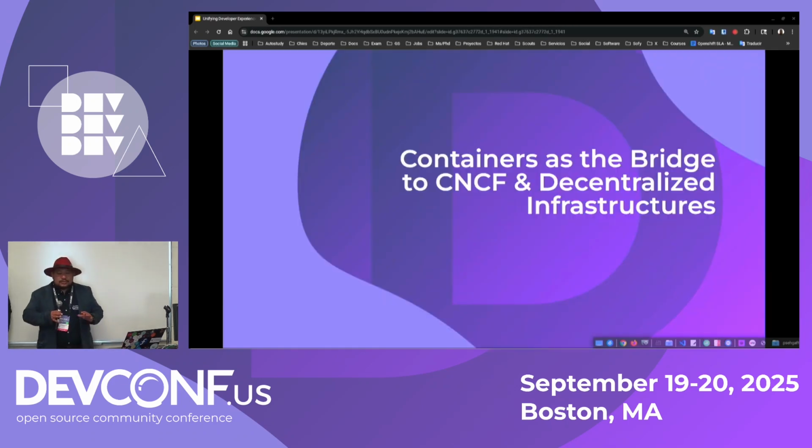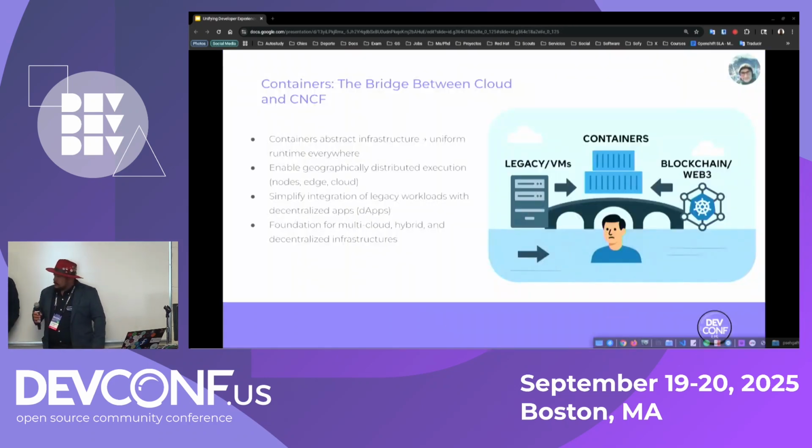Now we start to talk a little bit about how to join all of this together in containers and how the Cloud Native Foundation works.